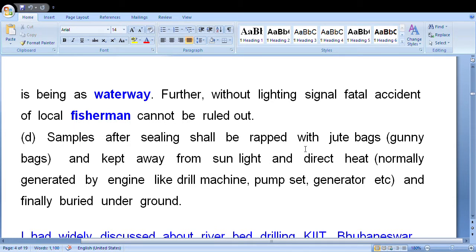Samples of the ceiling shall be wrapped with jute bags, gunny bags, and kept away from sunlight and direct heat. Heat is generally generated by engines like drill machine engines, pump set generator, and other engines. So in case of ground, what we do, immediately we make a pit in the ground and bury them. But here in the river, we cannot make a pit. We can wrap the samples with jute or gunny bag, spray some water, and finally, in a comfortable time, we can shift them to the ground and keep them underground.